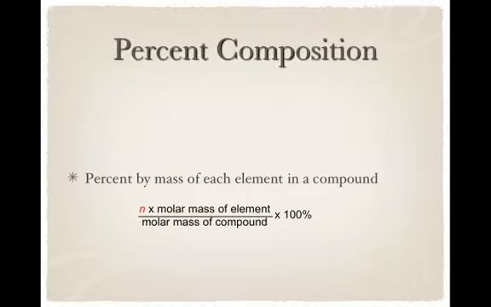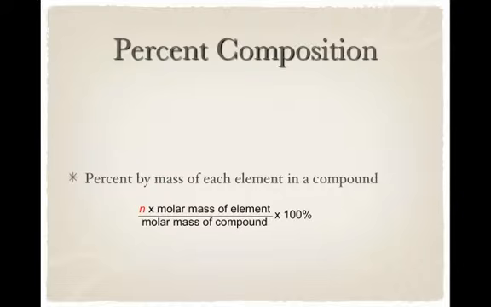So what you do is you take the molar mass of the element, and that n in front is how many. Let's say water. If we're looking at the percent of hydrogen, it would be 2 for n because there are 2 hydrogen atoms in water. So it would be 2 times 1.01. If we were looking at the percent of oxygen, it would be 1 times 16. That would be the top part. And then the bottom is the molar mass of the compound.